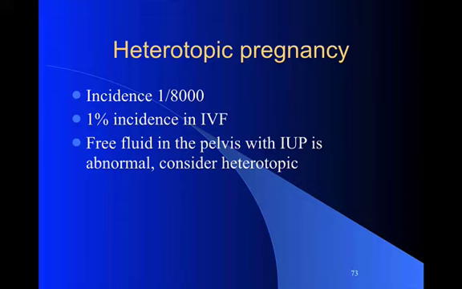Heterotopic pregnancy has an incidence of 1 in 8,000. There is a 1% incidence in IVF patients. If you see an IUP, but there is free fluid in the pelvis and the patient has adnexal pain, consider heterotopic on your diagnosis.